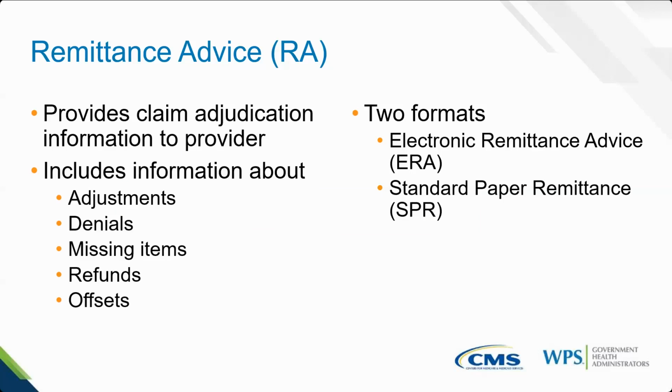Now, depending on how the claim processed, it may include information about any adjustments that are made to the claim or denials. It could also include information about something that's missing. And sometimes it even provides notice about refunds and offset. Another thing you will find on an electronic remittance advice is payment information about transfer of funds and payment processing from a health plan to a healthcare provider's bank.